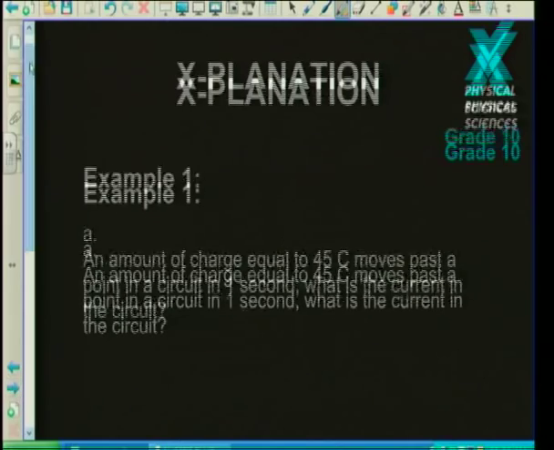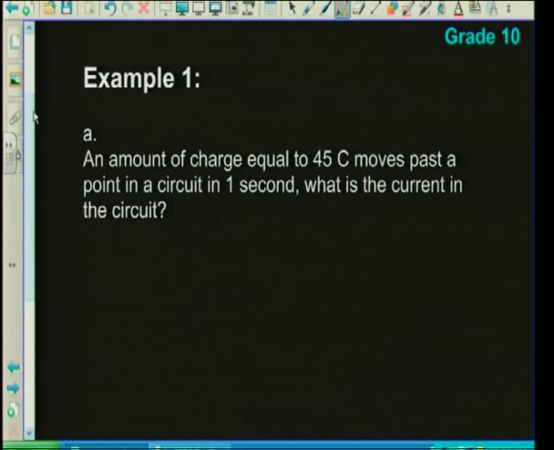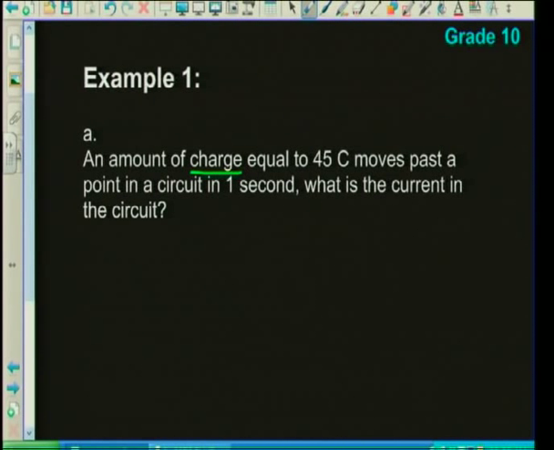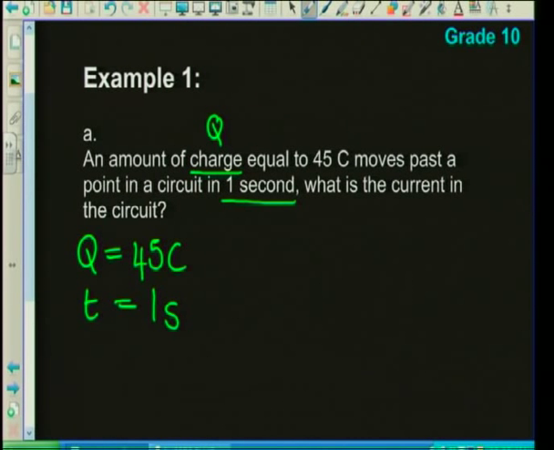Let's look. Okay, so here we have an amount of charge. Okay, so charge, and this is a good way to look through it. We have an amount of charge. Charge means Q is equal to 45 coulombs. Let's write that down. Okay, it moves past a point in a circuit in 1 second, that's time. And now they ask, what is the current?